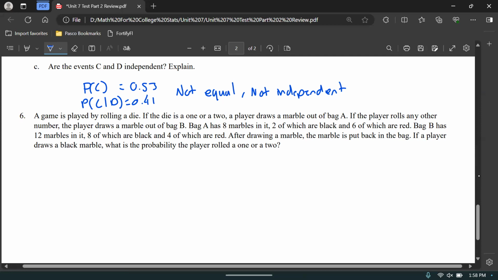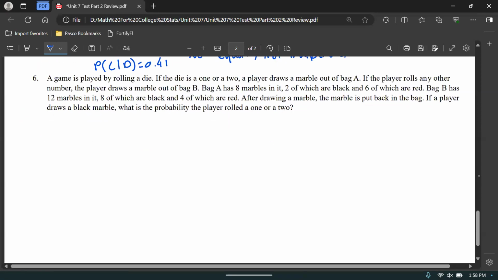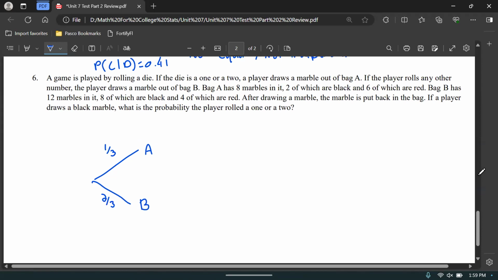All right. So, game is played by rolling a die. If the die is a 1 or a 2, the player draws a marble out of bag A. If the player rolls any other number, the player pulls a marble out of bag B. Okay, so we're going to end up pulling either out of bag A or bag B. Now, bag A would be if we rolled a 1 or a 2, which has a 1/3 chance of happening, right? 2 out of 6 is 1/3, which means that there's a 2/3 chance, or 4 out of 6, that we would choose from bag B. Does this make sense?